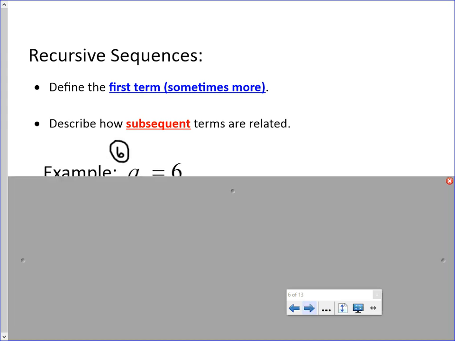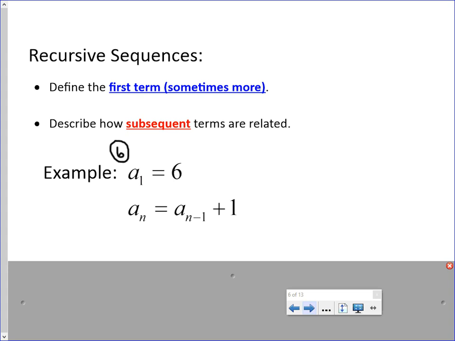I've got an example, number 6 right there. Notice my first line of number 6 is giving me my first term. So a sub 1 is equal to 6. If I want to find the first 5 terms of this sequence, I already know the first one, 6.